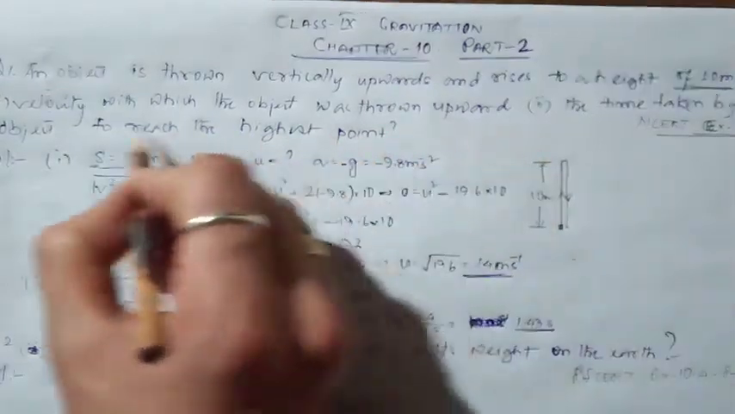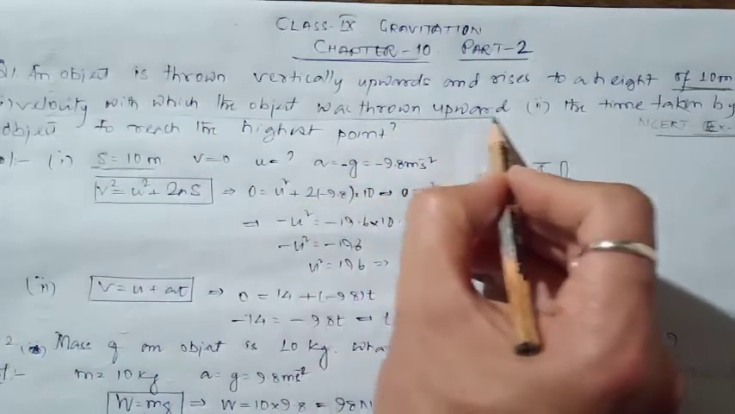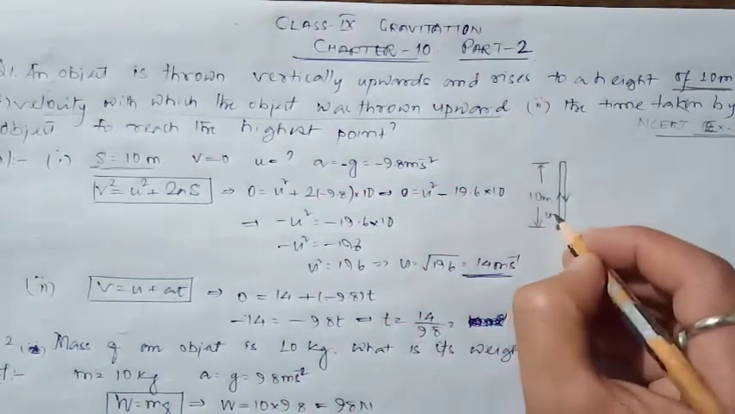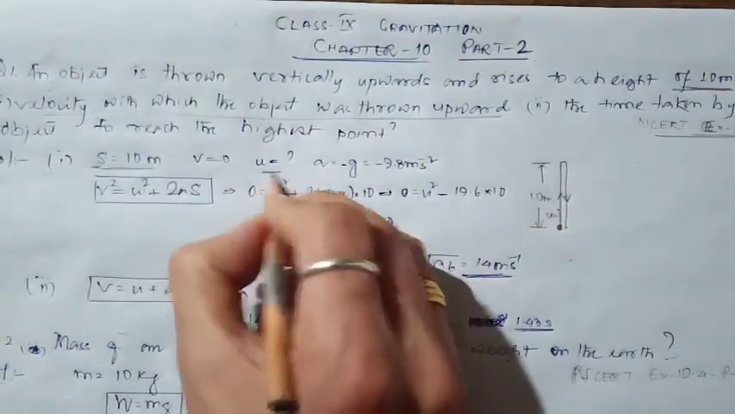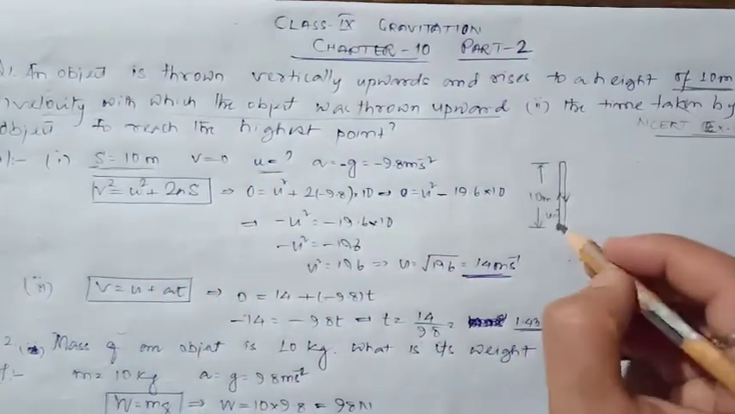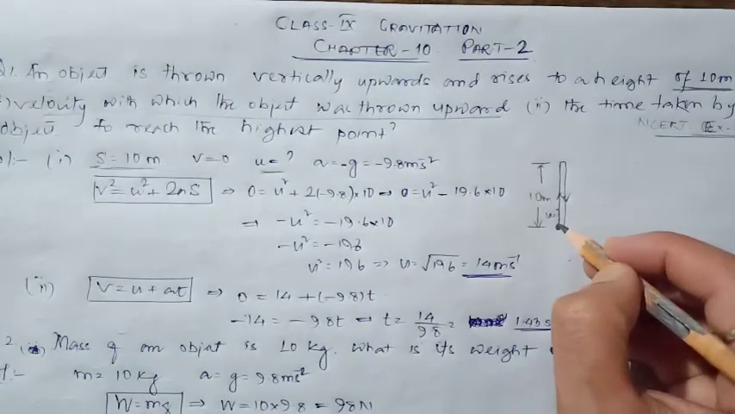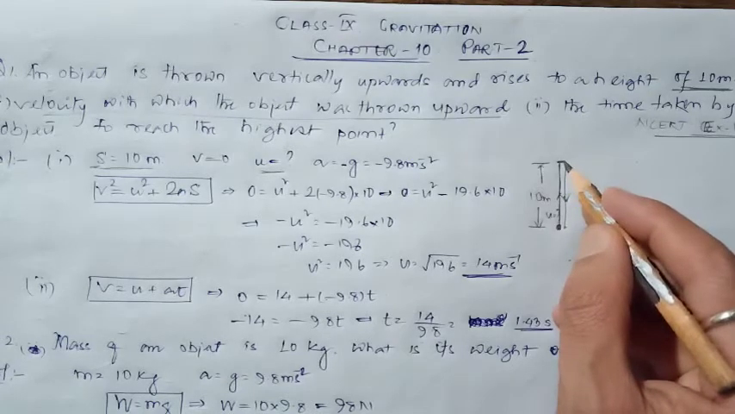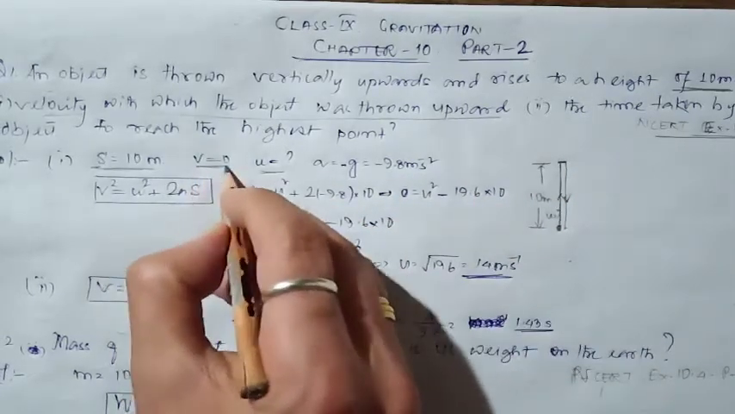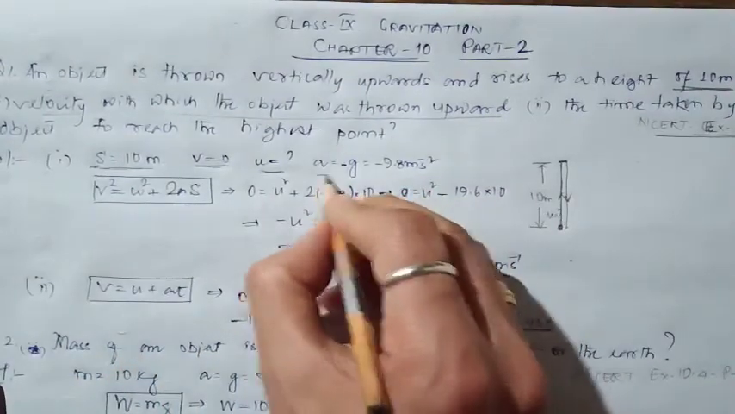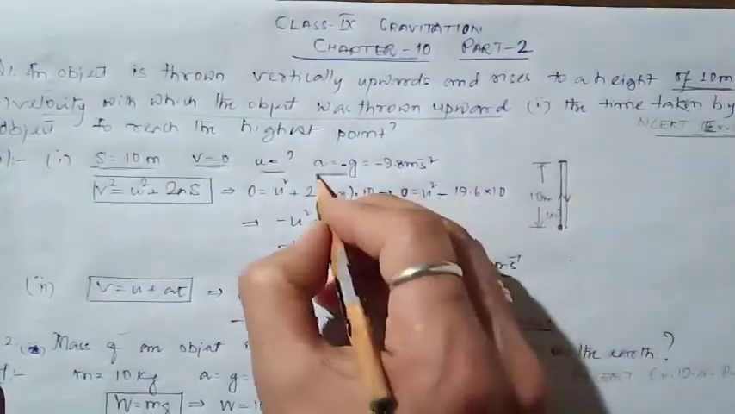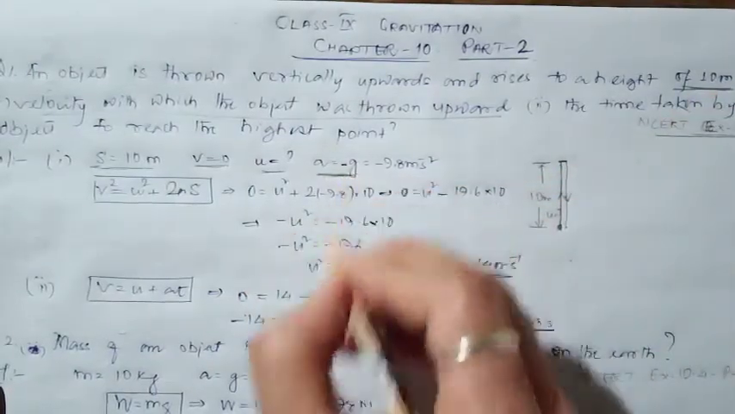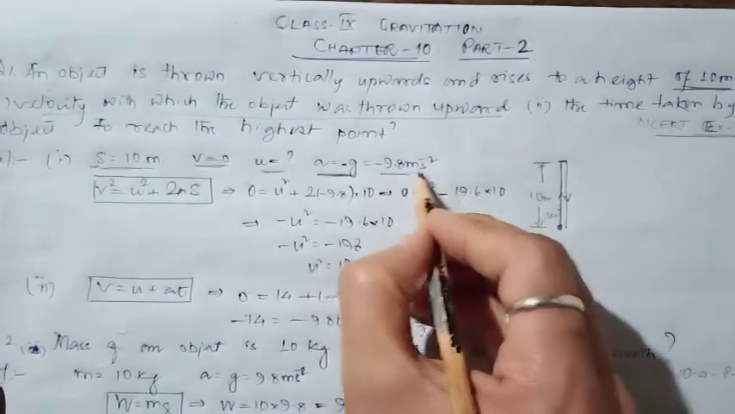Now next comes what? The velocity with which the object was thrown upward. We have to calculate with what velocity the body was thrown upward. That means we have to find out the initial velocity u. Students, when this body goes upward, the velocity decreases, meaning the speed decreases, and at the maximum height, the body's velocity becomes 0. So that's why v is 0, the final velocity becomes 0. And because the speed is decreasing, the body is decelerating, so we'll put the minus sign here. It's minus 9.8 meters per second square.